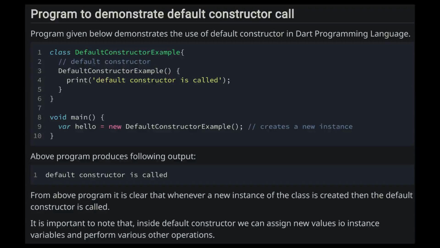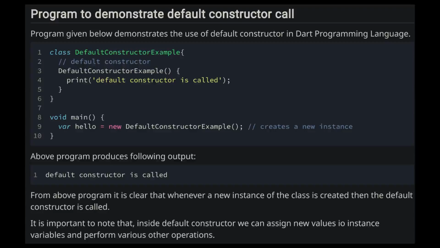On our screen we have a program that demonstrates default constructor call in Dart programming language. In this program on line 1 we have a class named default constructor example. Inside the default constructor we have a print statement that prints the message default constructor is called. Inside the main function we are creating a new instance of the class default constructor example and assigning it to variable hello. When we run above program, it prints the message default constructor is called.